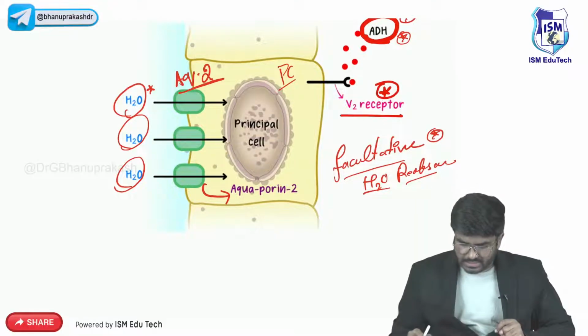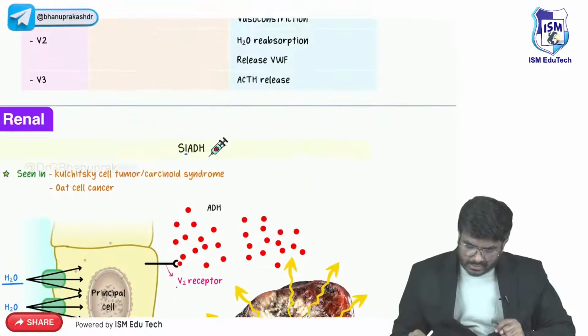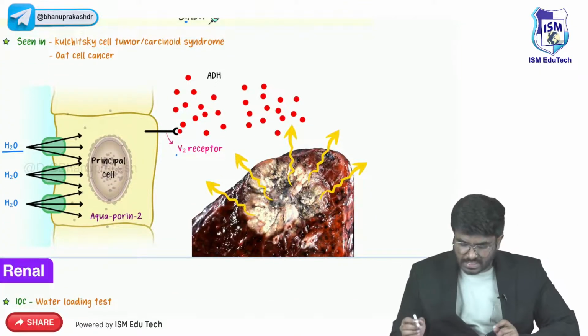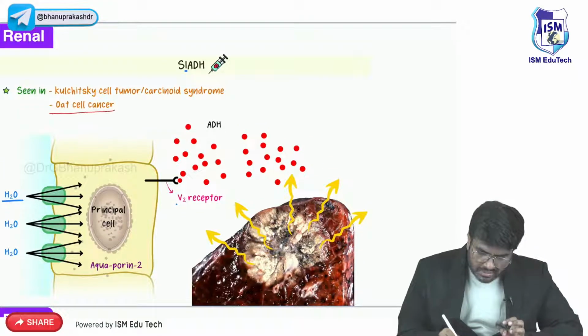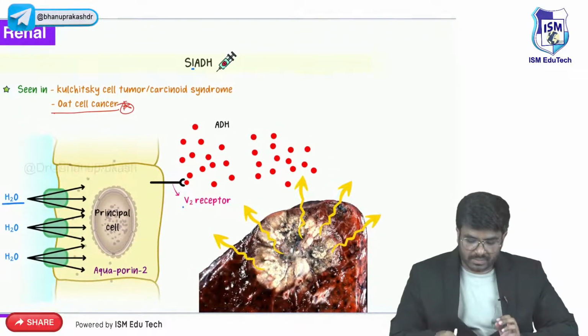Next, what else do you need to know regarding the antidiuretic hormone? This antidiuretic hormone will be produced in excessive quantities in certain conditions, like oat cell carcinoma of the lung, oat cell cancer or small cell cancer of the lung.